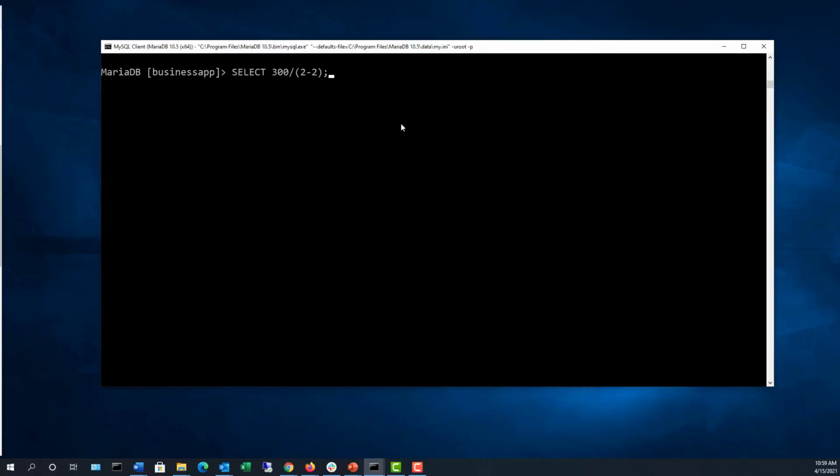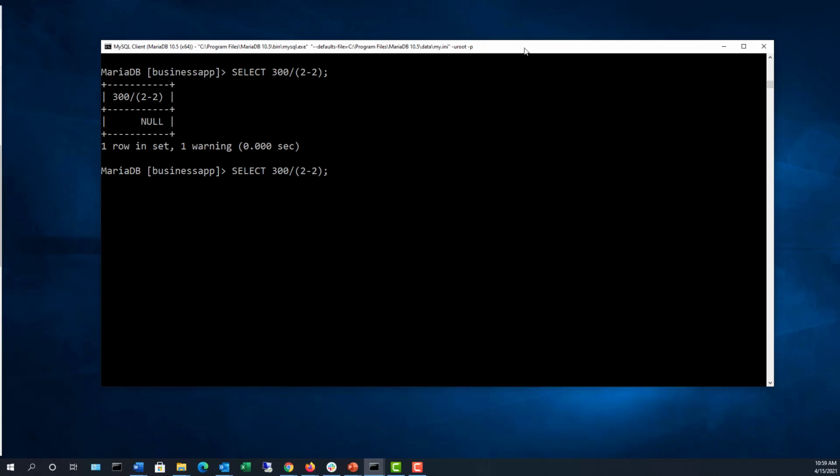Here is the division function, and notice in this case we're going to try to divide by 0, and we get null back. So if we come in and we update this appropriately, we get that result right there. So we can see that that is a result of dividing 300 by 6.